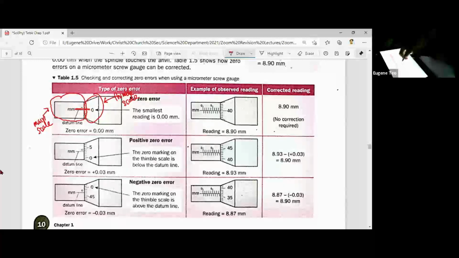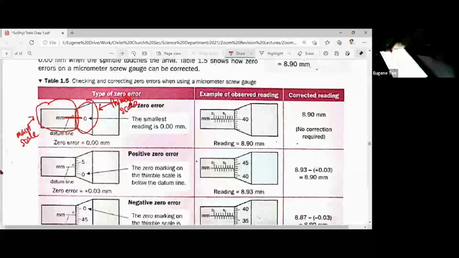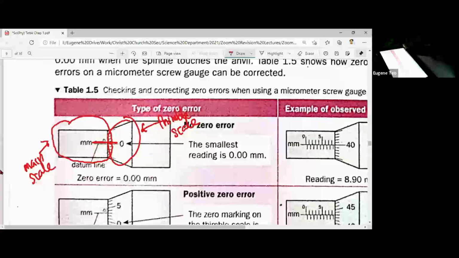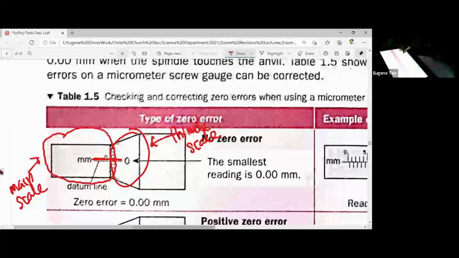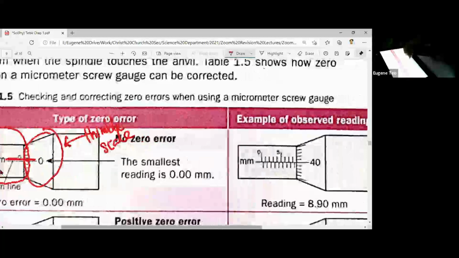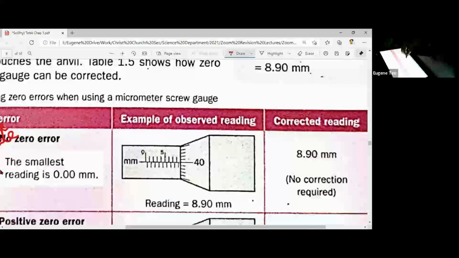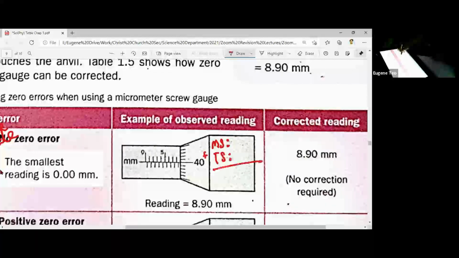So in the normal situation, let's see how we go about reading it. Let's zoom in a little bit more and look at this example given here. To read the micrometer, it's actually the same concept. I'm going to take the main scale and add the thimble scale to give me my final reading. So first thing, let's read the main scale.